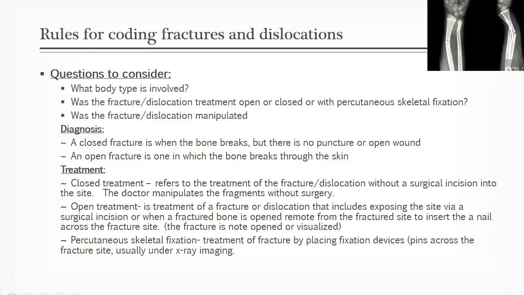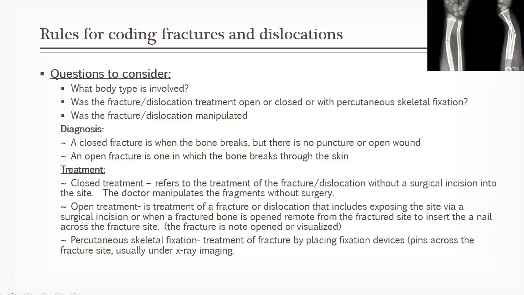So I want to be clear about the differences between the diagnosis of a closed and open fracture and then the treatment of closed and open fractures. So for a closed fracture, the diagnosis is when the bone breaks, but there is no puncture or open wound. And then an open fracture is one in which the bone breaks through the skin. Okay, so that defines the open part of it.